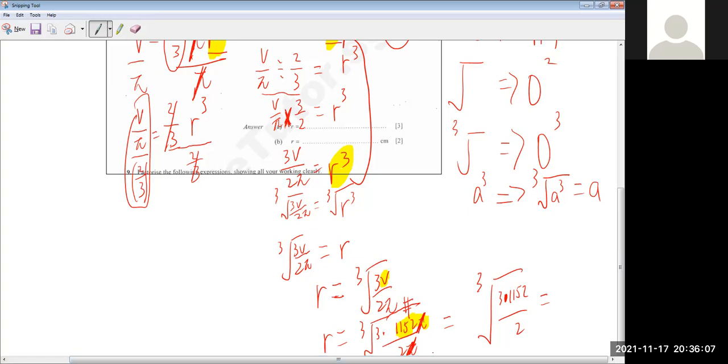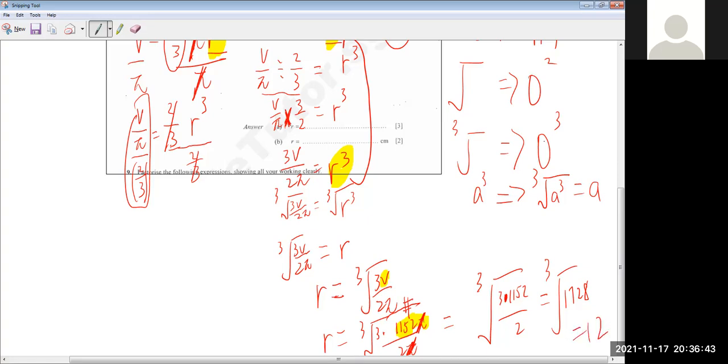Help me out with your calculator. Do you get a nice number? Let me try to do it here as well. 3 times 1152 divided by 2. So you should take the cube root of 1728. Do you know how to press cube root 1728? So what is the answer? 1728 cube root is 12. Yes, so the answer is 12.